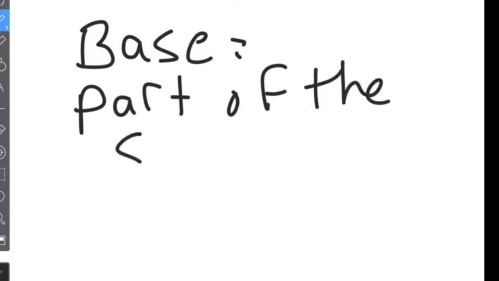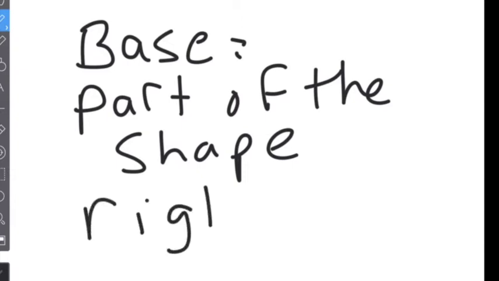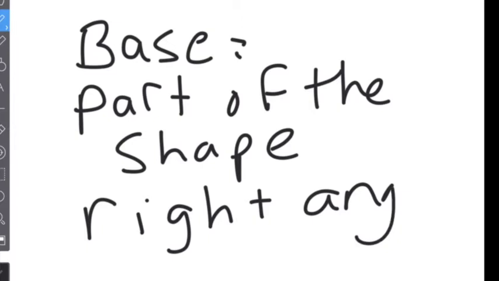Height and base must meet at a right angle. So they have to meet at a right angle, the base and the height. So make sure that they meet at a right angle. What you're really looking for is to try to find the right angle first. That will definitely help you.